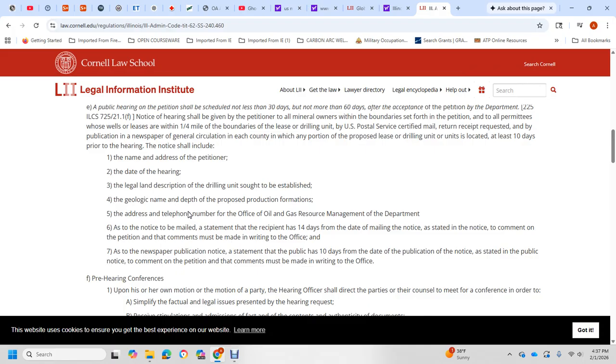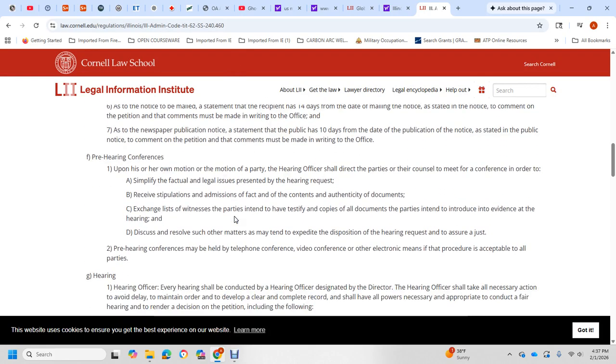As to newspaper publication, the public has 10 days from the date of publication of the notice to comment on the petition. Comments must be made in writing to the office before the pre-hearing conference.